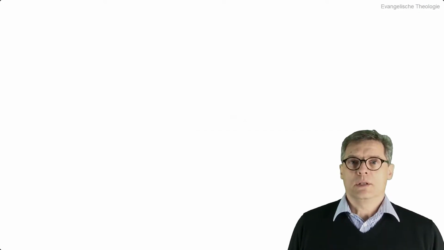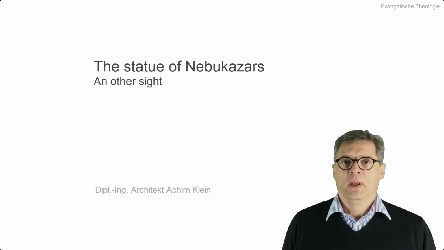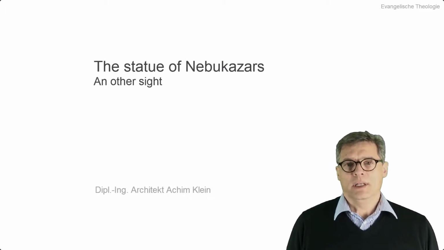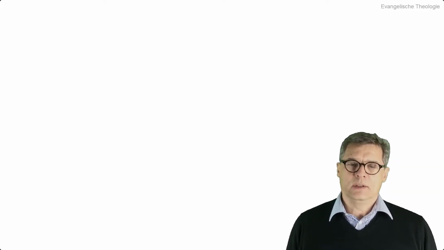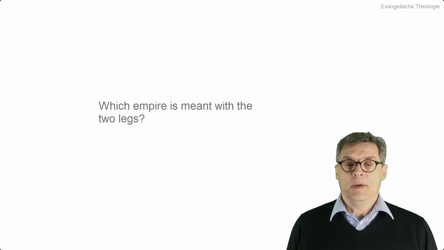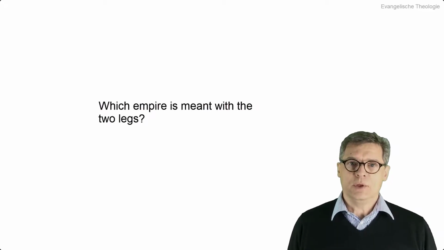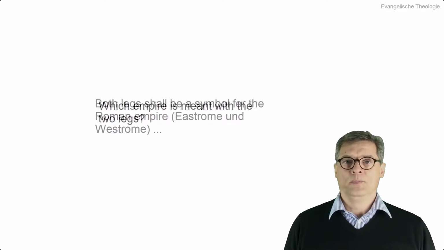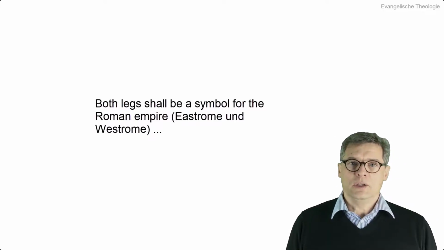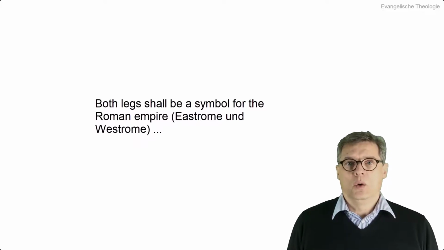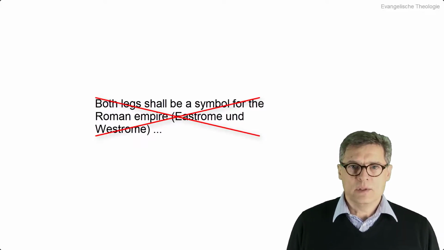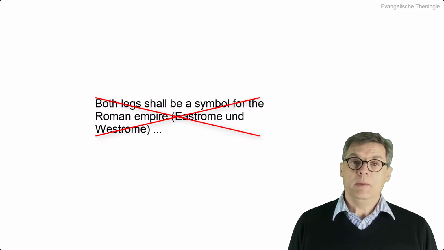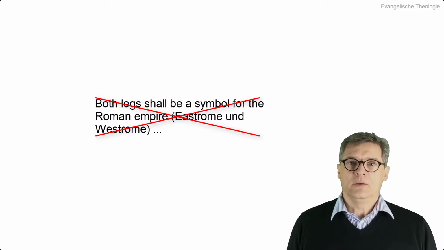Hello and good day. Today it's about Daniel 2, the statue that Nebuchadnezzar dreamed of, and that is interpreted in different ways. To make it short, especially the two legs of the statue, which are made of iron, are repeatedly designated for the Roman Empire, East Rome and West Rome. Today we want to look at why that cannot be, and we also want to look at an alternative that, in my opinion, the Bible shows us here.